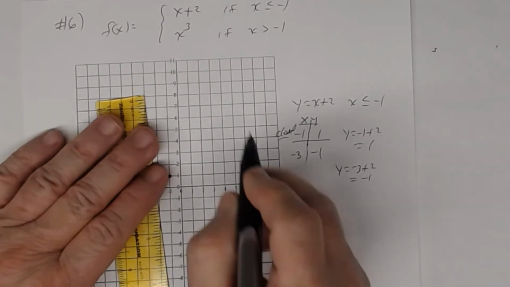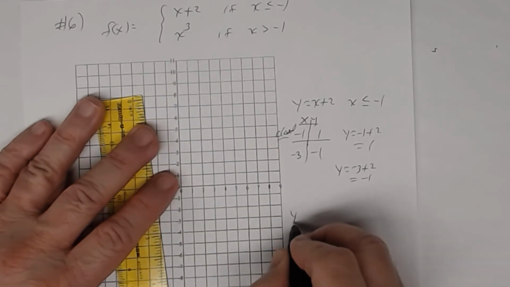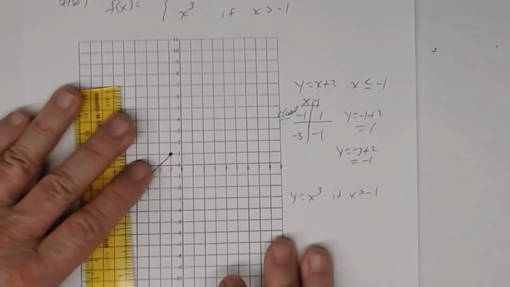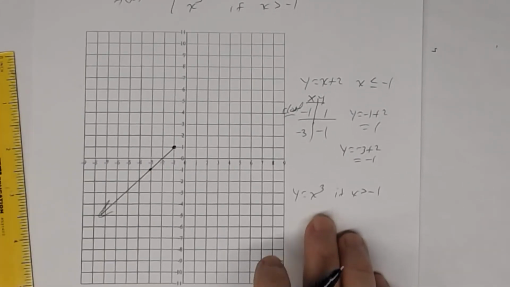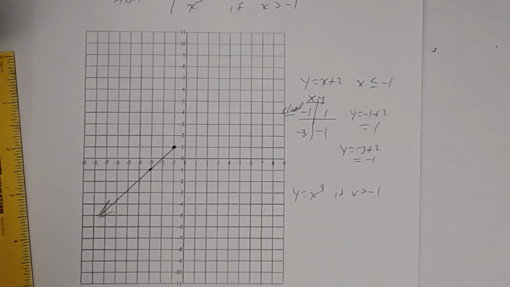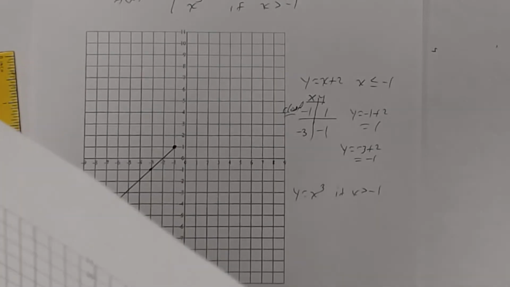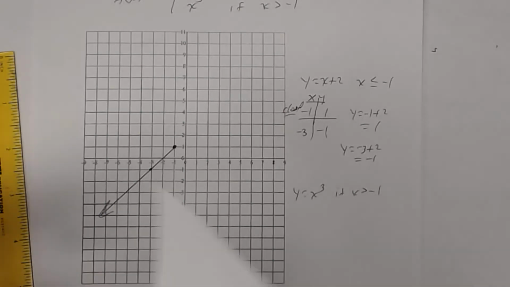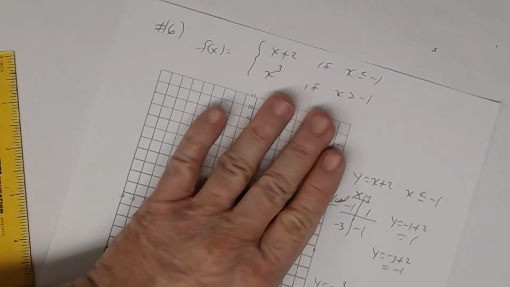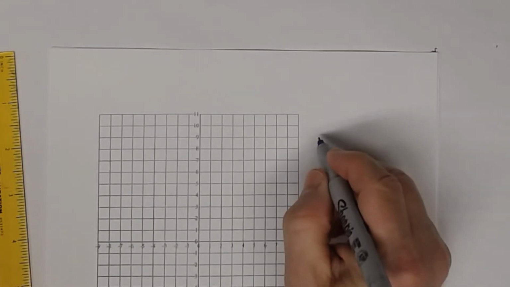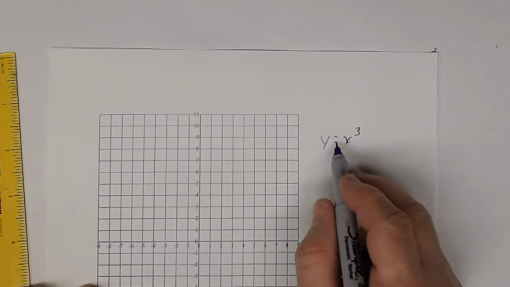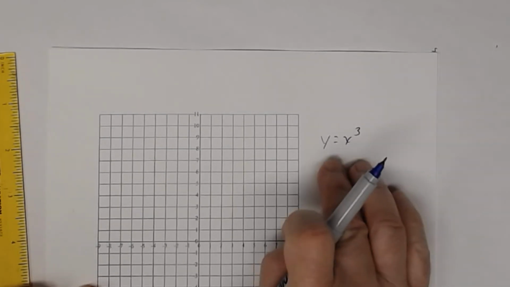All right, and then the next one, y equal x cubed if x is greater than negative 1. All right, now y equal x cubed, let me just kind of show you what y equal x cubed looks like, just to show you. So if I were to graph y equal x cubed, just y equal x cubed, without even looking at any restrictions, let me just show you. So here's y equal x cubed. So that's a polynomial, and the domain is going to be all real numbers.